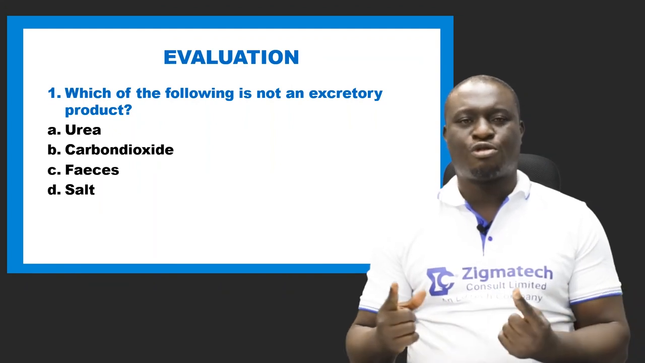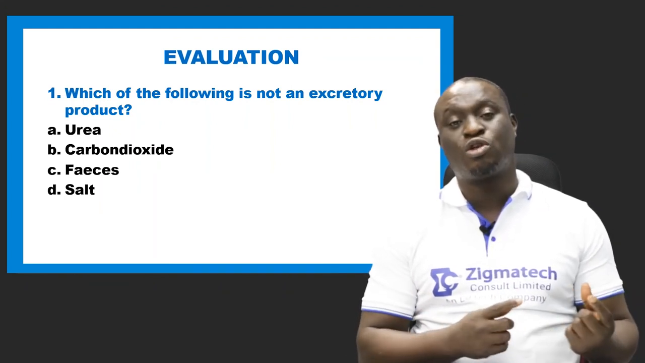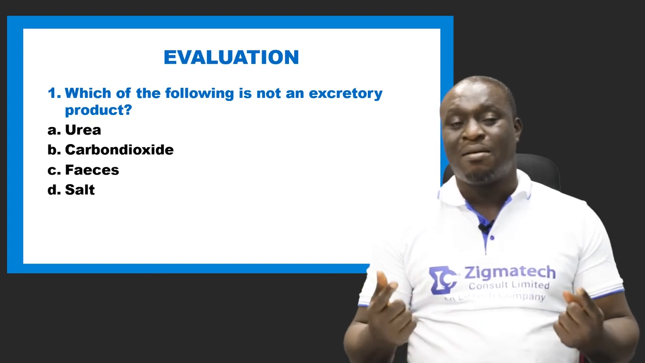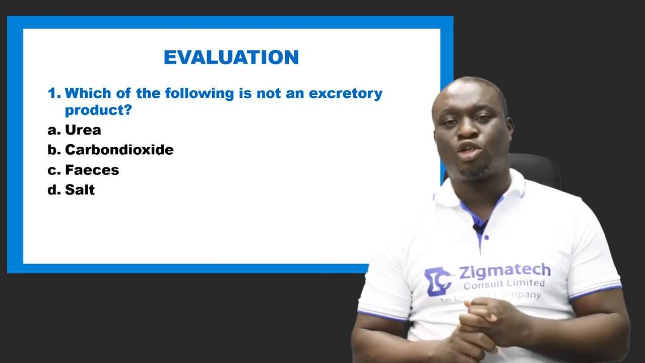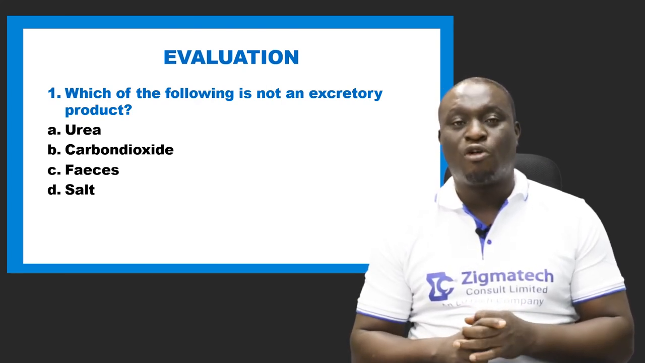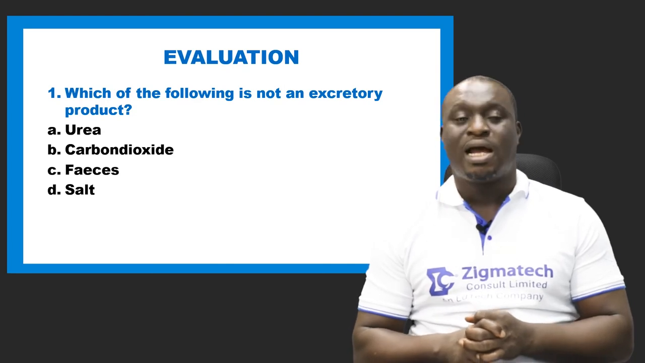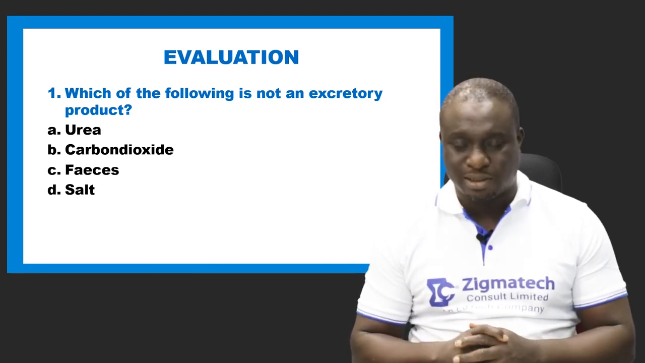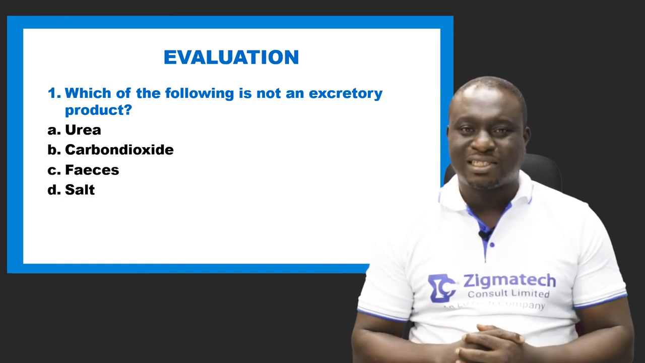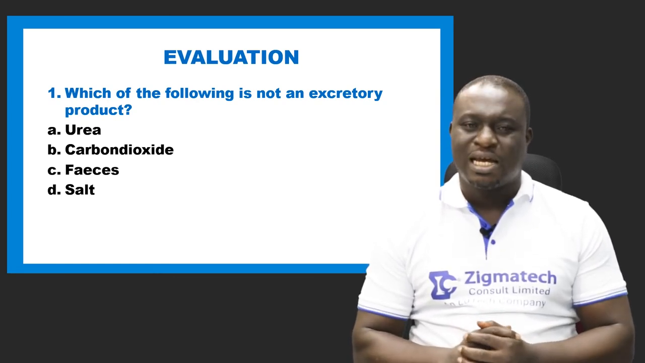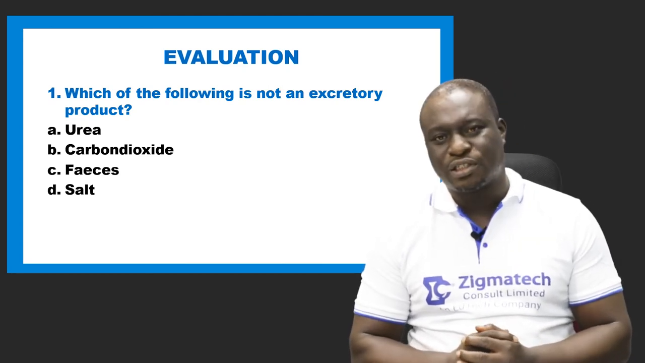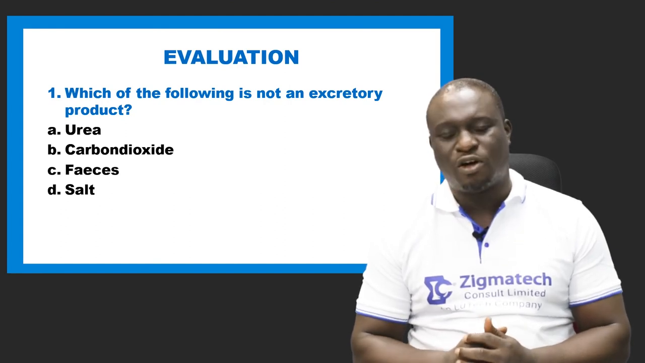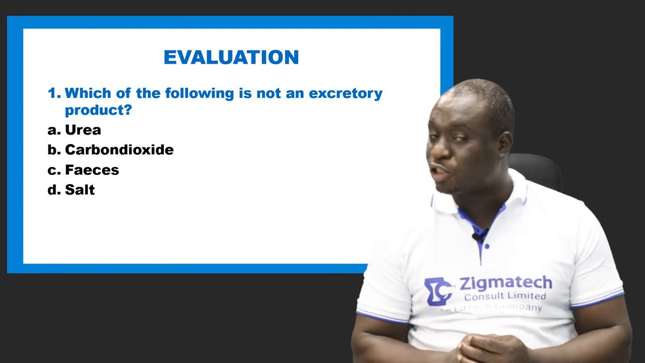Remember, if you check all through the waste products that have been excreted by living organisms, we made mention of urea, carbon dioxide, and mineral salts, but there is no mention of feces. Please note, feces is not an excretory waste. It is an undigested food product. The removal of feces is not called excretion.